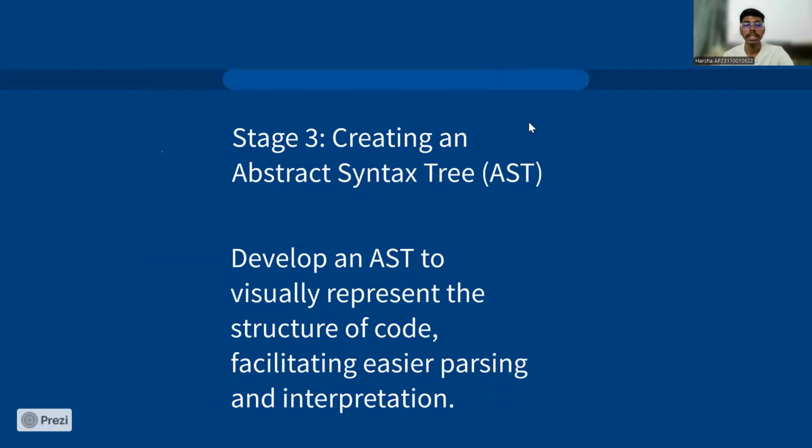Stage three is creating an abstract syntax tree. It is very important. Developing an abstract syntax tree visually represents the structure of the code, and it facilitates easier parsing and interpretation. An abstract syntax tree is a tree structure representing the code. Why is it useful? Because it helps in parsing, is used in compilers, and removes unnecessary symbols.